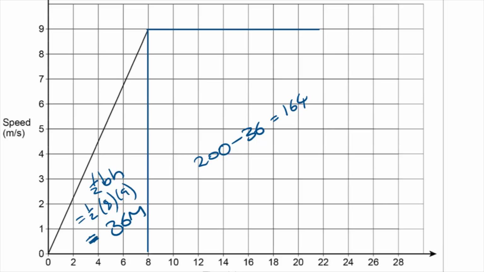Now we already know that the height of the rectangle is going to have to be 9. So if I divide 164 by 9, I'll know the length of that rectangle. 164 divided by 9 is 18.2. So it's going to take her another 18.2 seconds to finish. So if she's at 8 seconds, then she's going to finish 18.2 seconds beyond that, which is at 26.2.